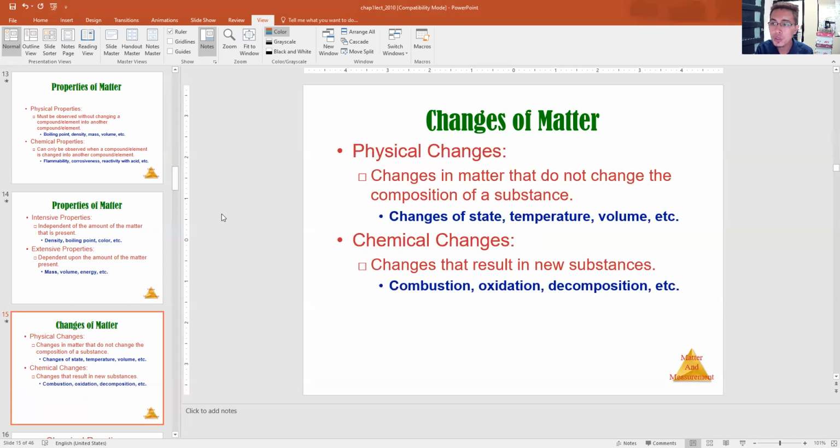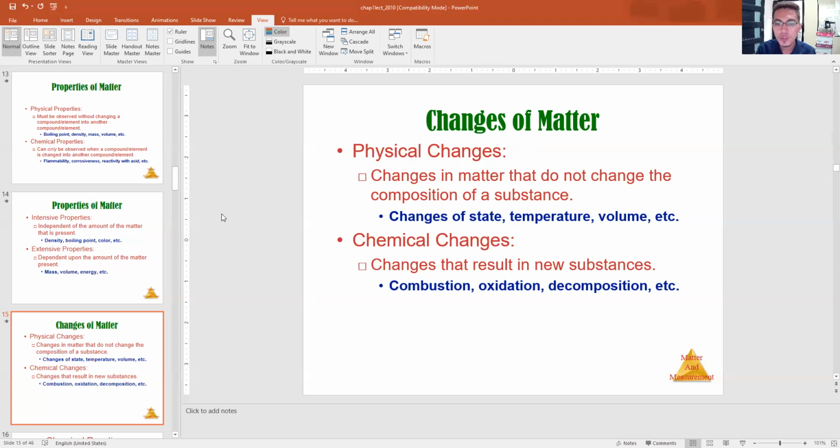For chemical changes, these are changes that result in new substances. For example, combustion. Once you combust or sunugon nimo ang isa ka material, it will create other compounds. So for example, sunugon nimo ang methane using oxygen, so it's a combustion process. Combustion is a process of using O2 to change the components of methane. So it creates carbon dioxide and then water. So there are two new substances created after the combustion process.